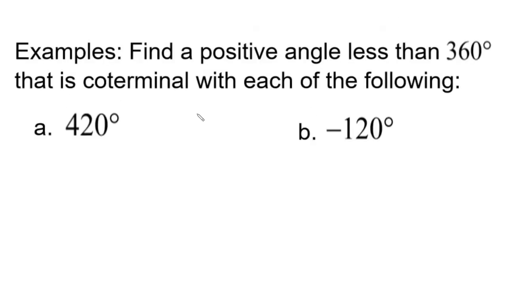Find a positive angle less than 360 degrees. So this is your restriction. A positive angle less than 360 degrees that is coterminal with each of the following. Now, these are separate examples, by the way. So 420 degrees. First off, we're in degrees, so we're going to be looking for these conversions using degrees.